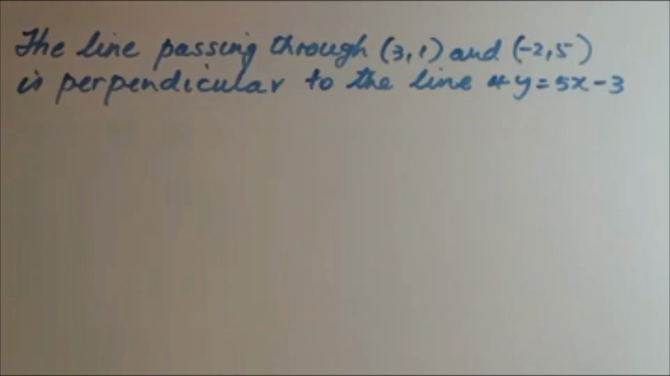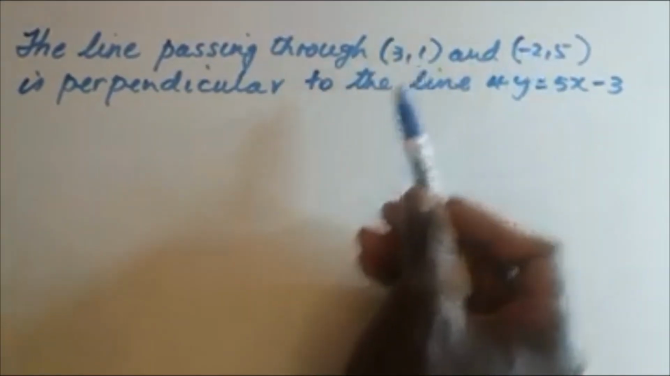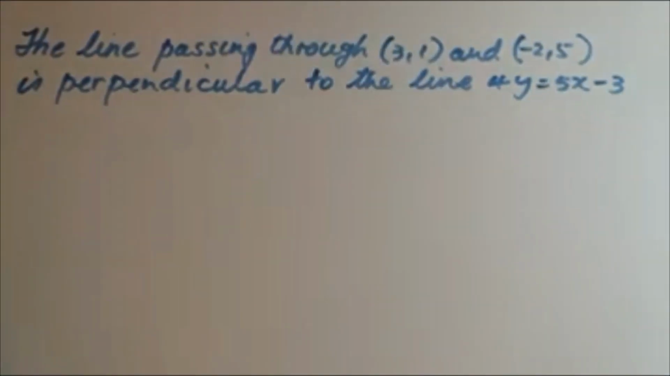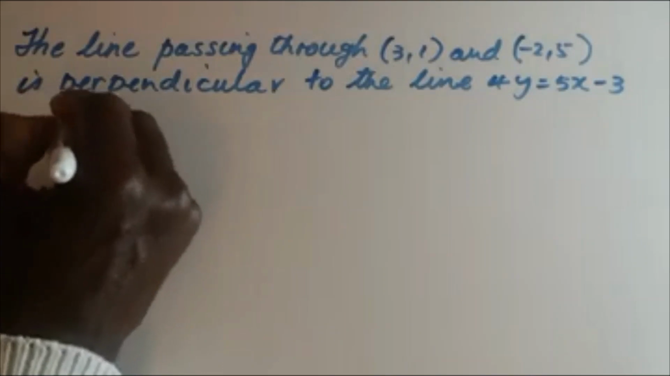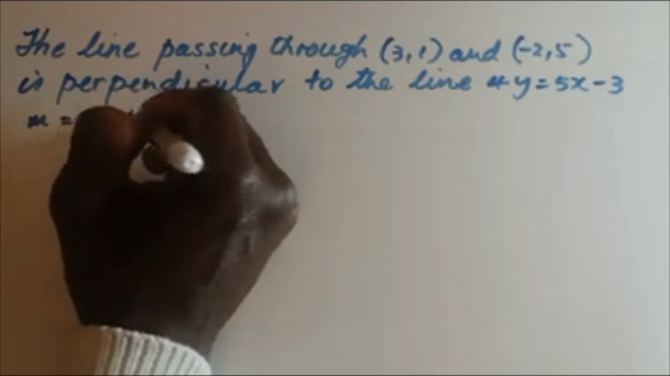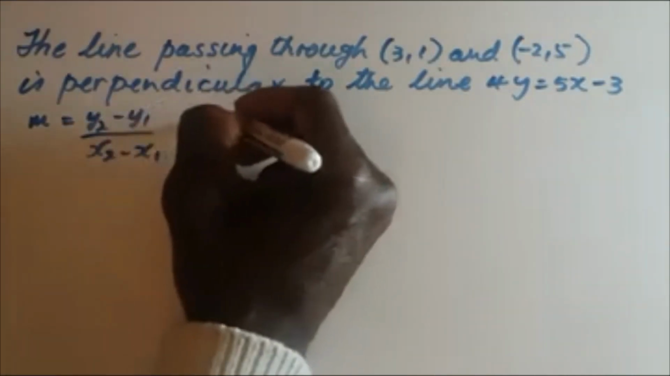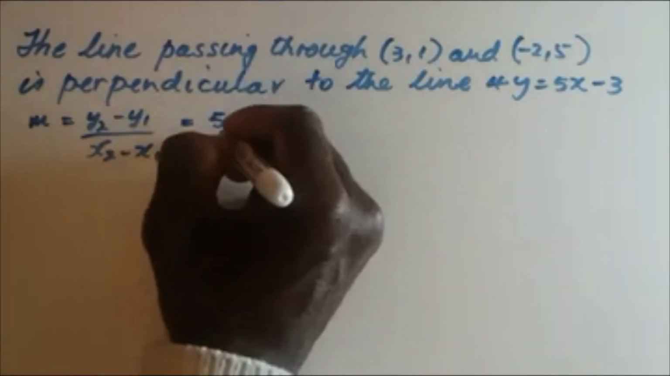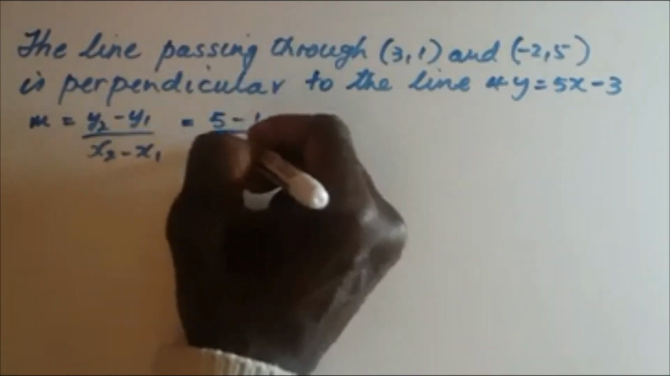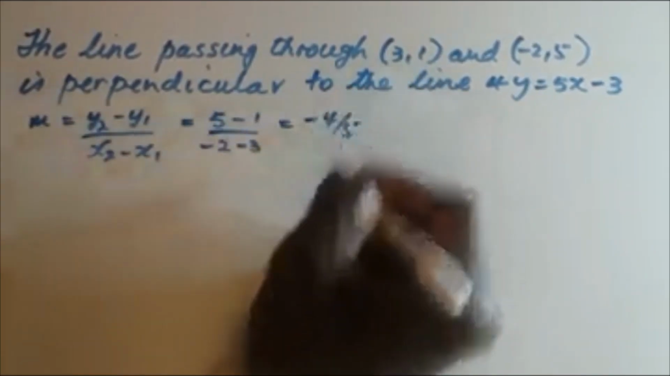So first thing we can do: we know the equation of this line, but we don't know the equation of the line going through (3, 1) and (-2, 5). So we'll find the gradient m, which is (y2 - y1) over (x2 - x1). This is equal to (5 - 1) over (-2 - 3), and it gives us -4/5. So we know the gradient.